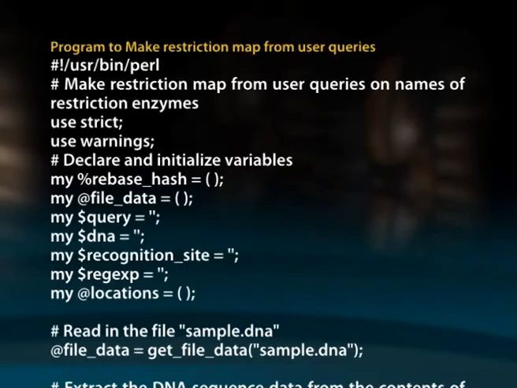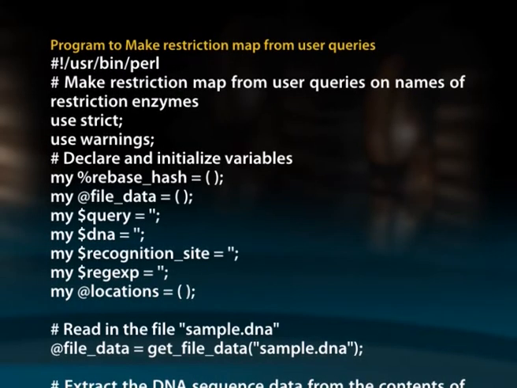Program to make restriction map from user queries. We want to make a restriction map from user queries on names of restriction enzymes. As usual, we are using strict and warnings. Then declare and initialize variables: rebase hash initialized to empty, file data initialized as an empty array, and the variables query, DNA, recognition site, regular expression and the array locations are used.